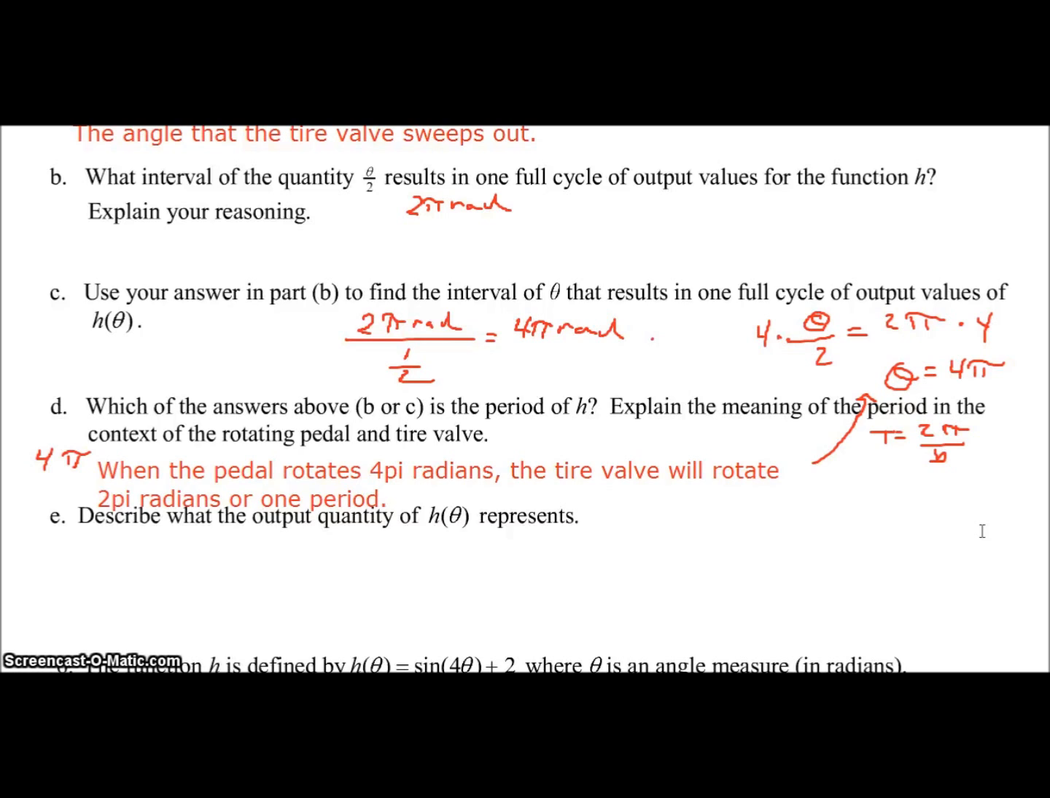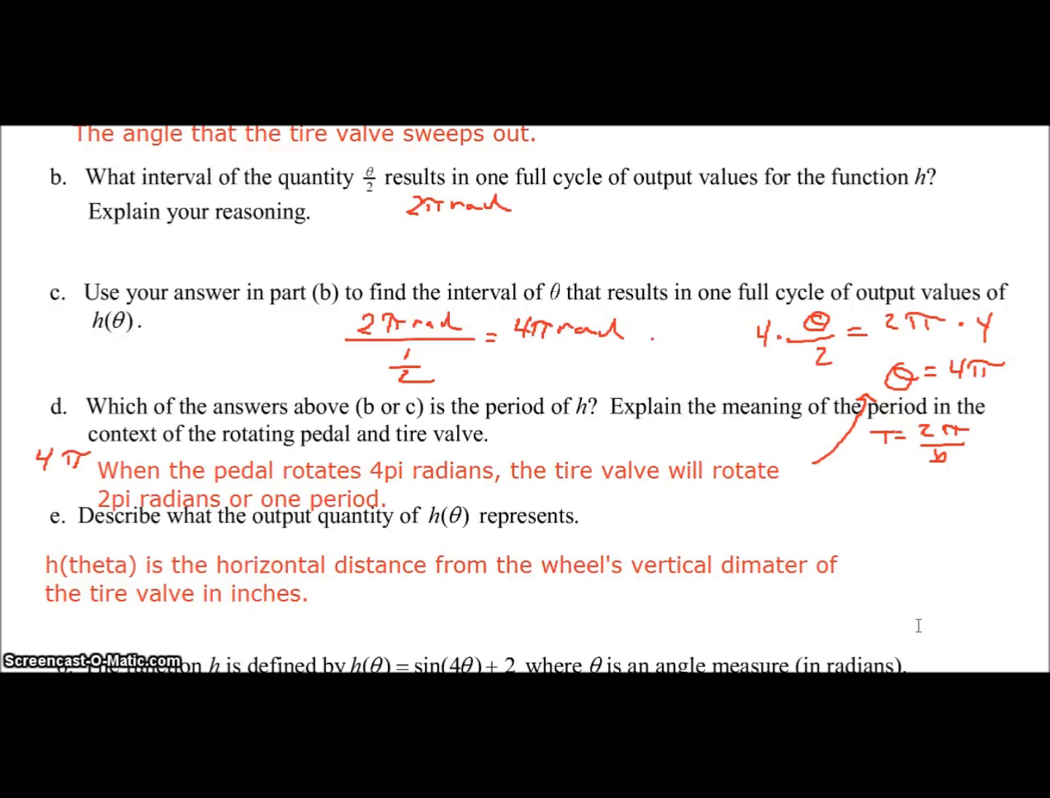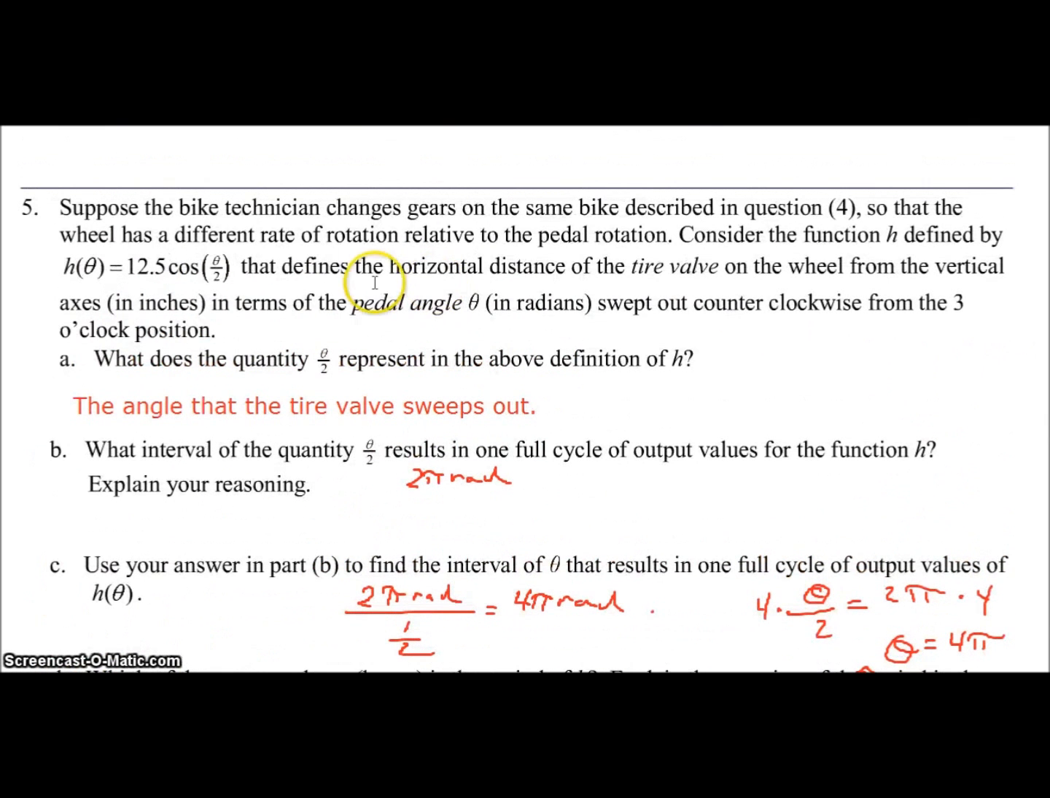Describe what the output quantity of h of theta represents. Well, h of theta is the horizontal distance from the wheel's vertical diameter of the tire valve in inches. Notice it's again in inches because we're multiplying by the radius, 12.5, because this cosine value only gives us the portion of the radius. So if we multiply that by the radius, we get the horizontal distance in inches.